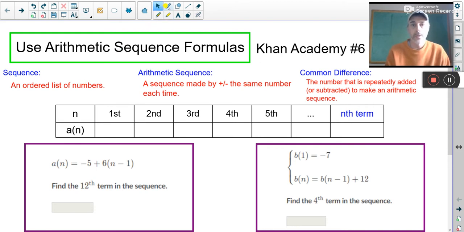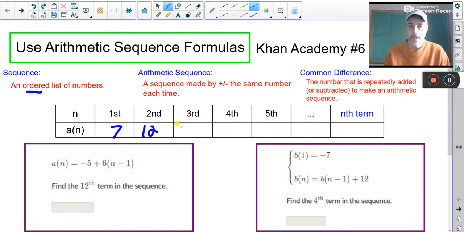So I'll make an ordered list of numbers right now as an example. I could start with any number I wanted to, like 7, and then I can order it. So I'll just maybe add 5 every time. 12 plus 5, 17 plus 5, 22 plus 5, 27, and so on. And then we would have a sequence.